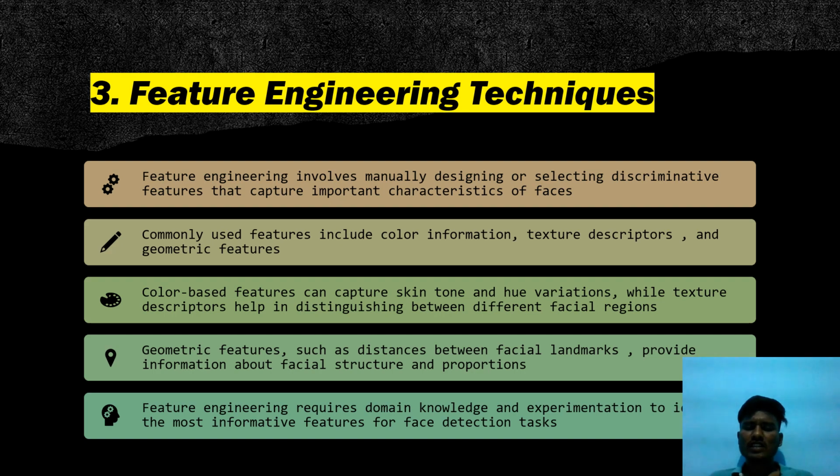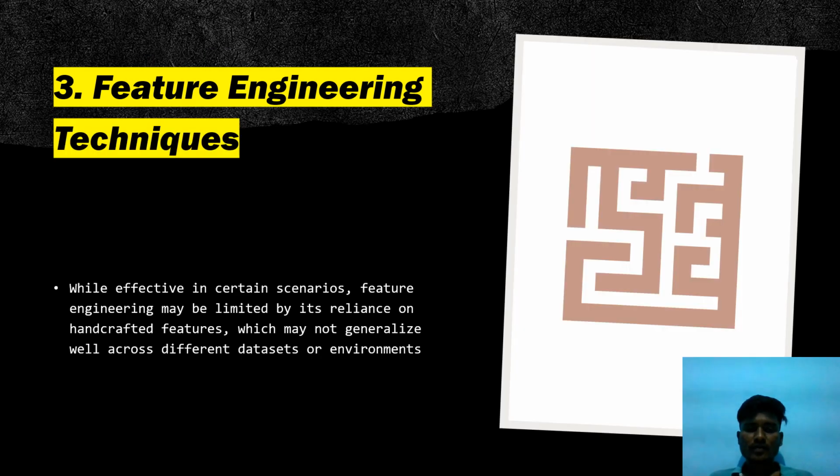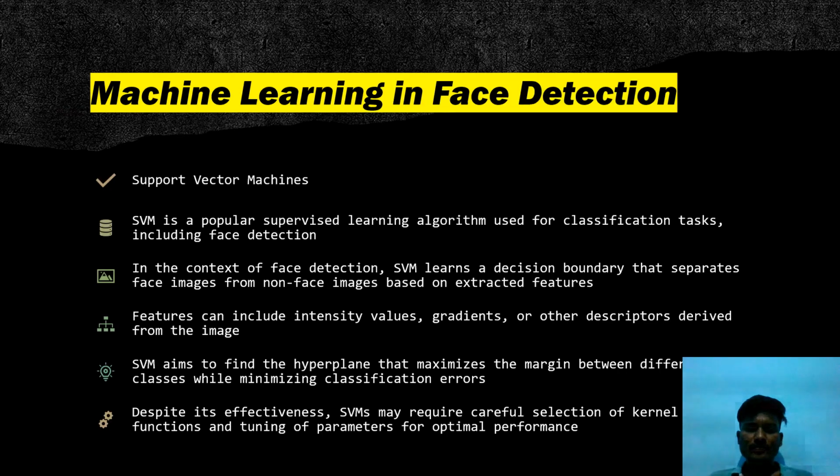Color-based features can capture skin tone and hue variation, while texture features capture patterns on the face. While effective in certain scenarios, feature engineering may be limited by its reliance on handcrafted features, which may not generalize well across different datasets or environments.